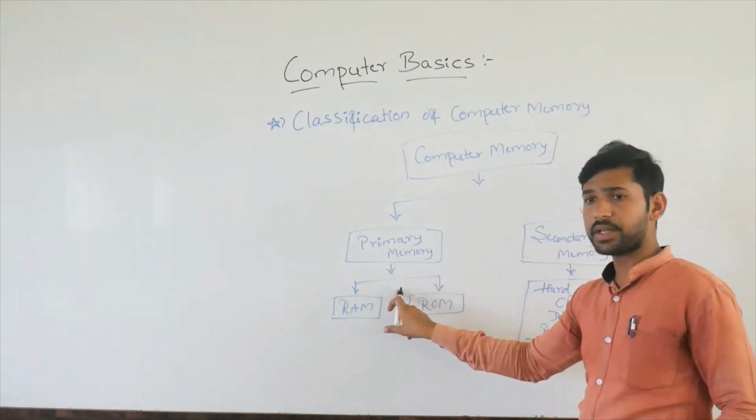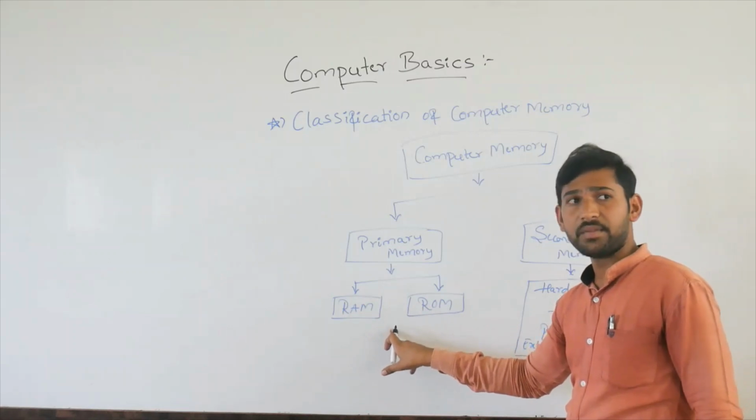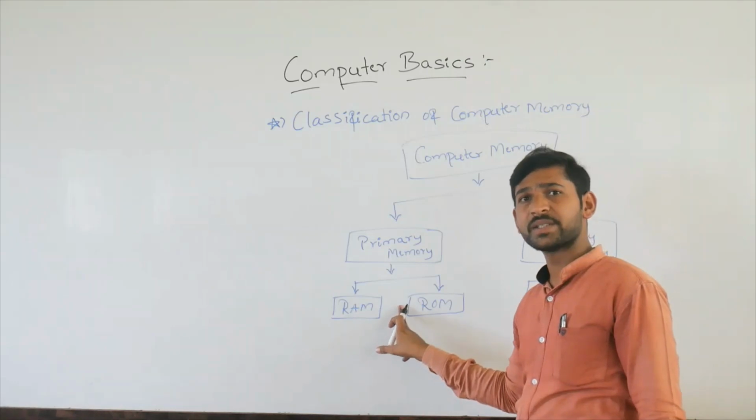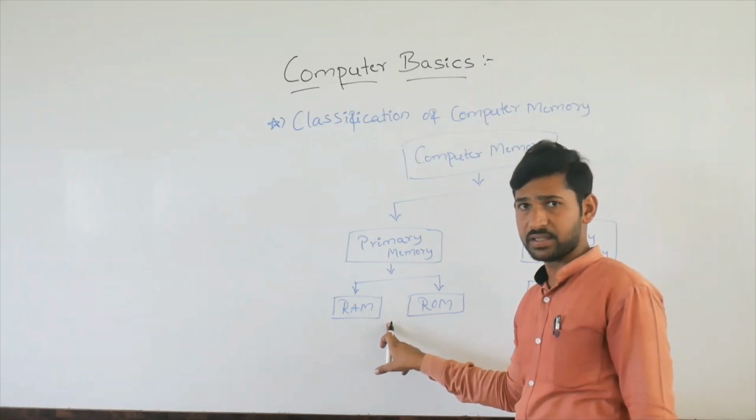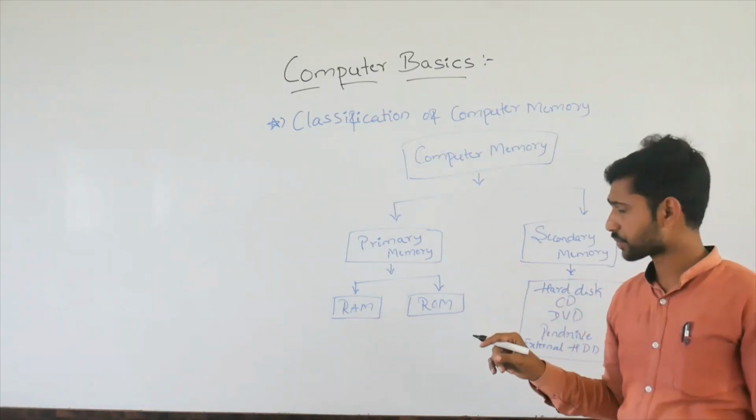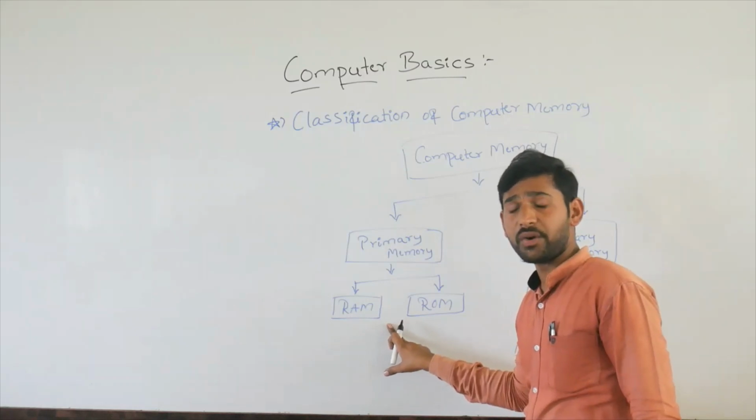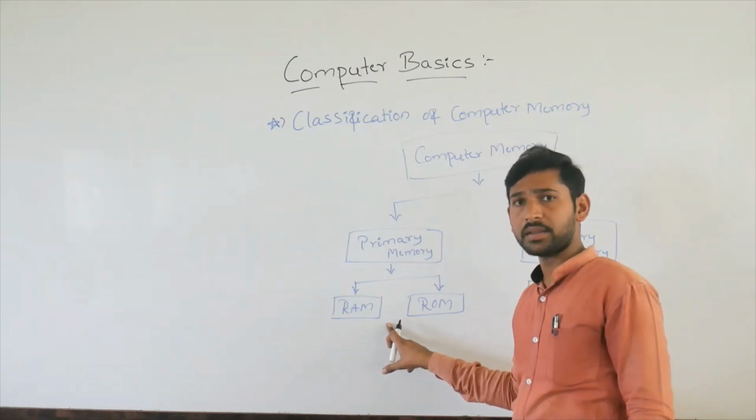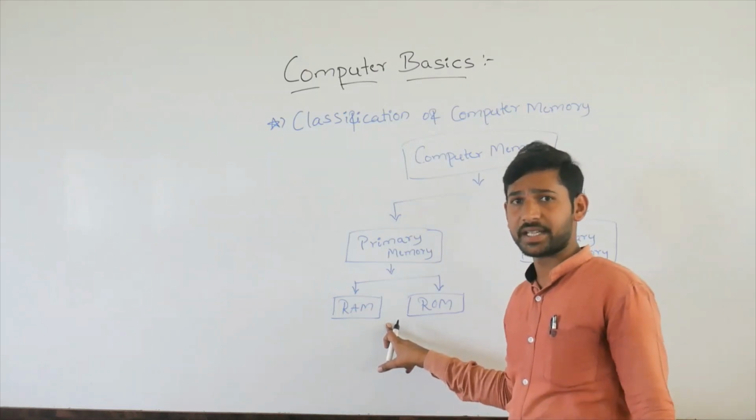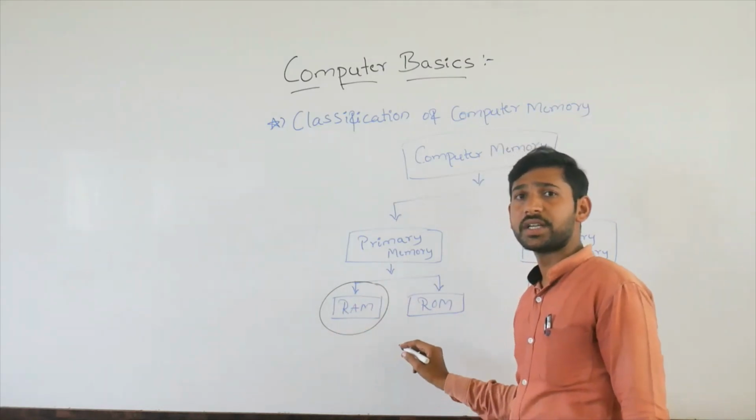Then in primary memory there are two parts: RAM and ROM. RAM means random access memory. It is used for processing speed purposes. It has a heavy cost. RAM is a volatile memory, because when we are operating the computer and the power is gone, the data is automatically erased, because it is called a temporary storage device.